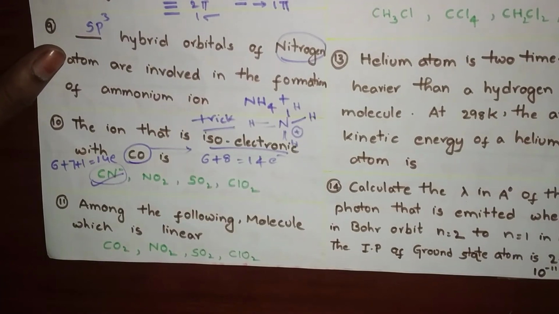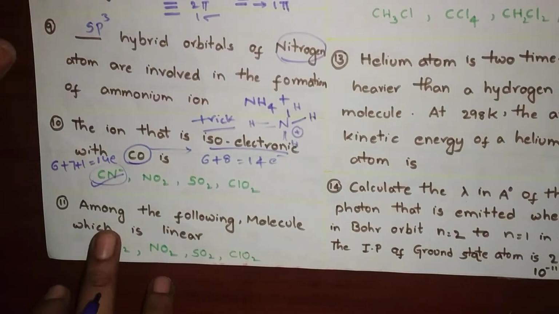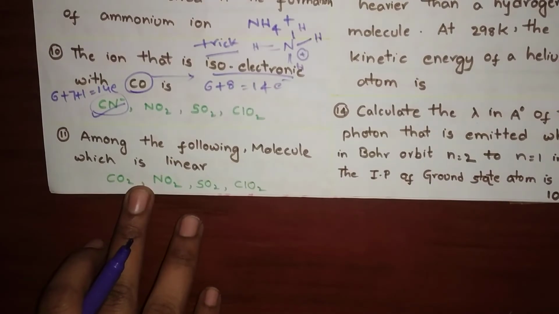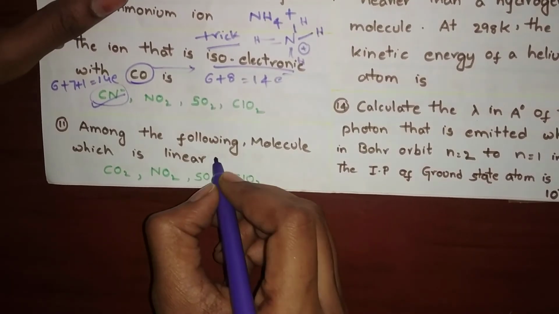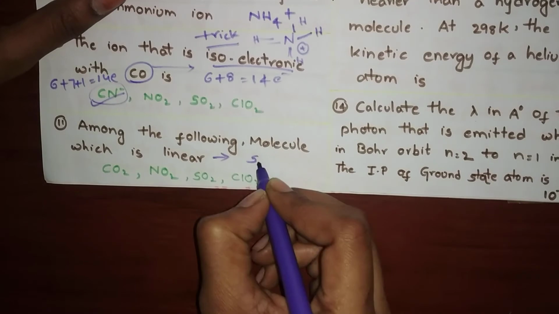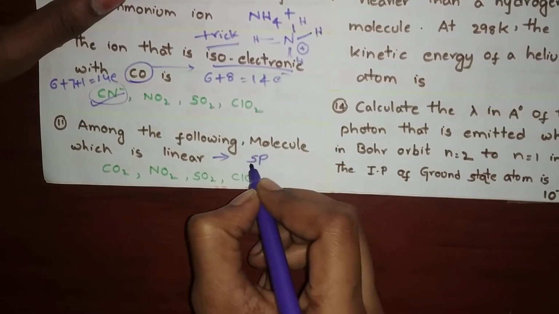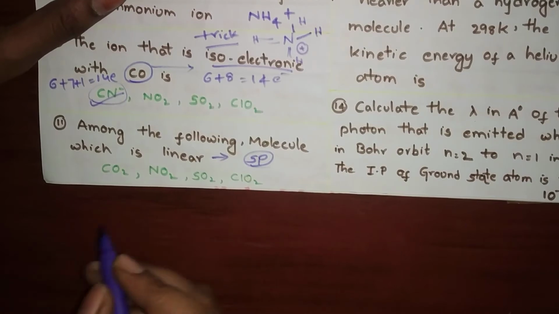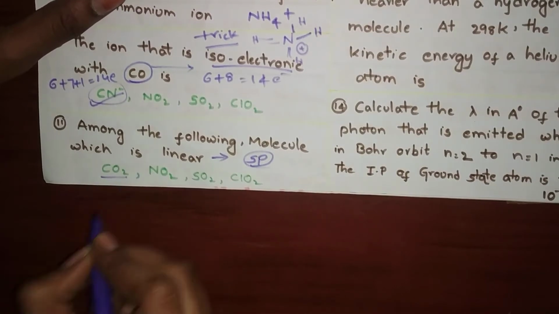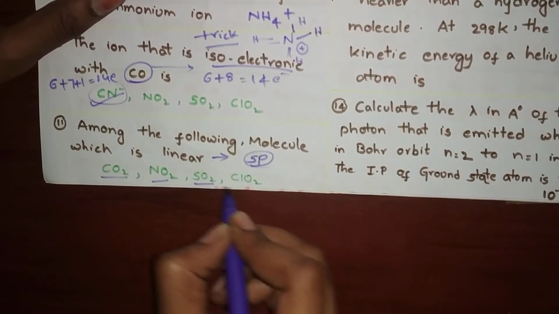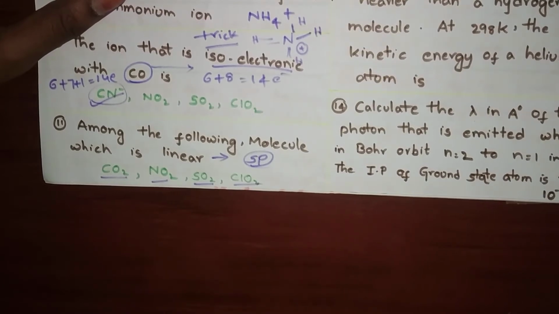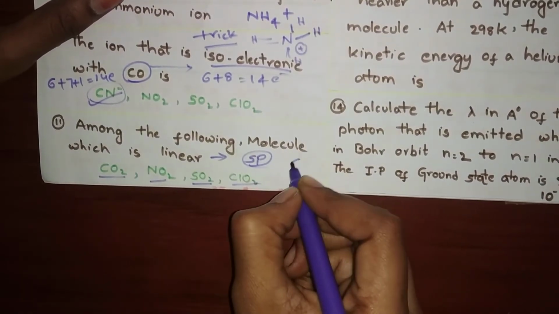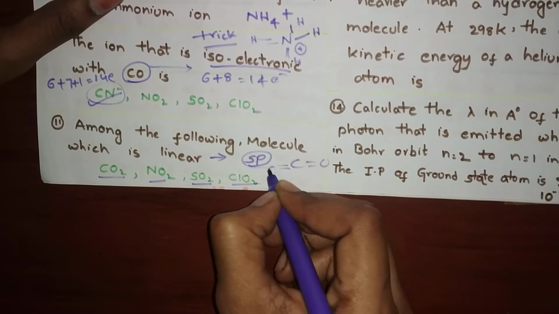Okay. Next, among the following molecules, which is linear? Linear means, from VSEPR theory, we can say that sp hybrid orbitals, right? So calculate that. CO2, NO2, SO2, ClO2, which is that? CO2 is the correct option. How, ma'am? Let's check.